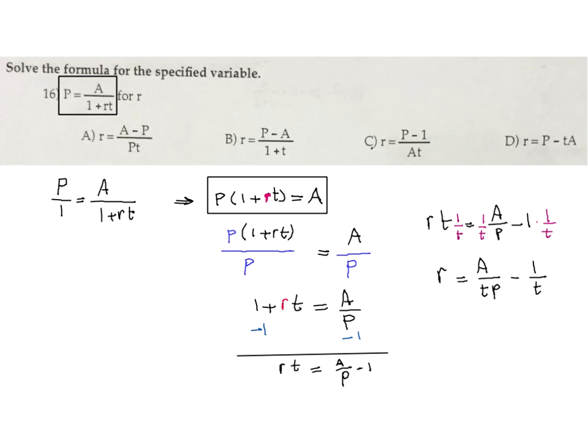The LCD is TP, right? LCD would be TP. So I need to multiply the second fraction by P over P, so I would make it the same as TP here. And then now I can combine them. That would be A minus P. Does that show me any of those choices now? Looks like it is A minus P over PT, or C. So this looks like the correct answer there.